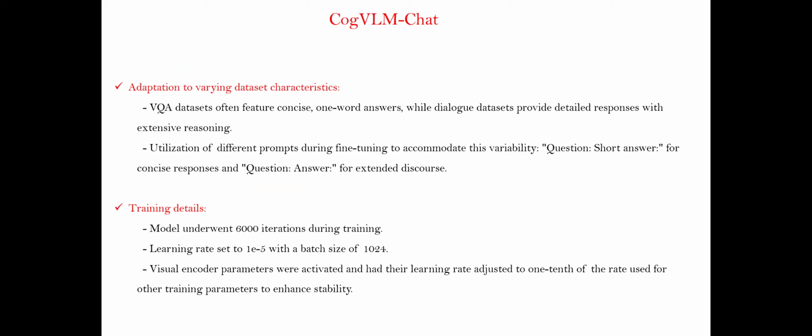Similarly, there is a lot of variability in these datasets, because in VQA tasks there are two kinds: for an image, there could be a very short answer, and there could be a very descriptive answer. To incorporate such variability into the training during instruction supervised fine-tuning, they changed the prompt: question and short answer for short descriptions, and question and answer for elaborate, descriptive captions.